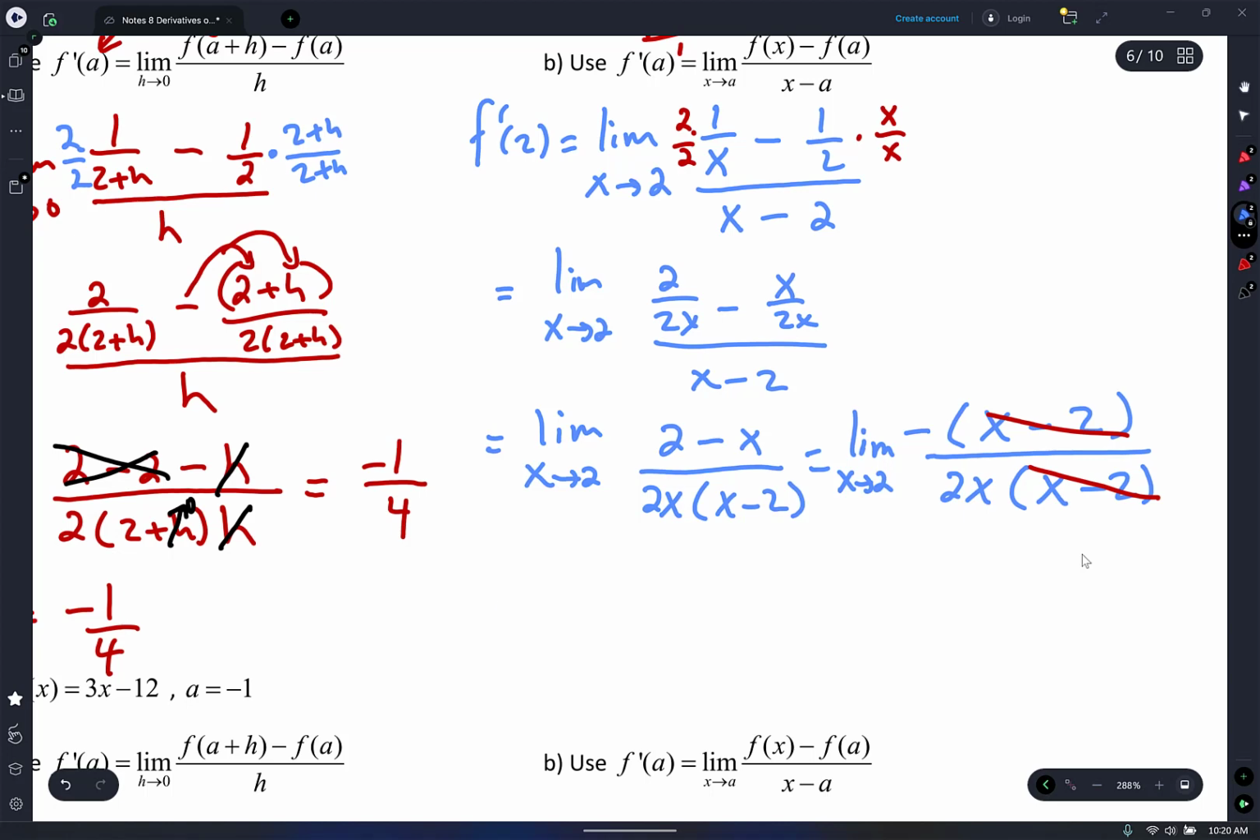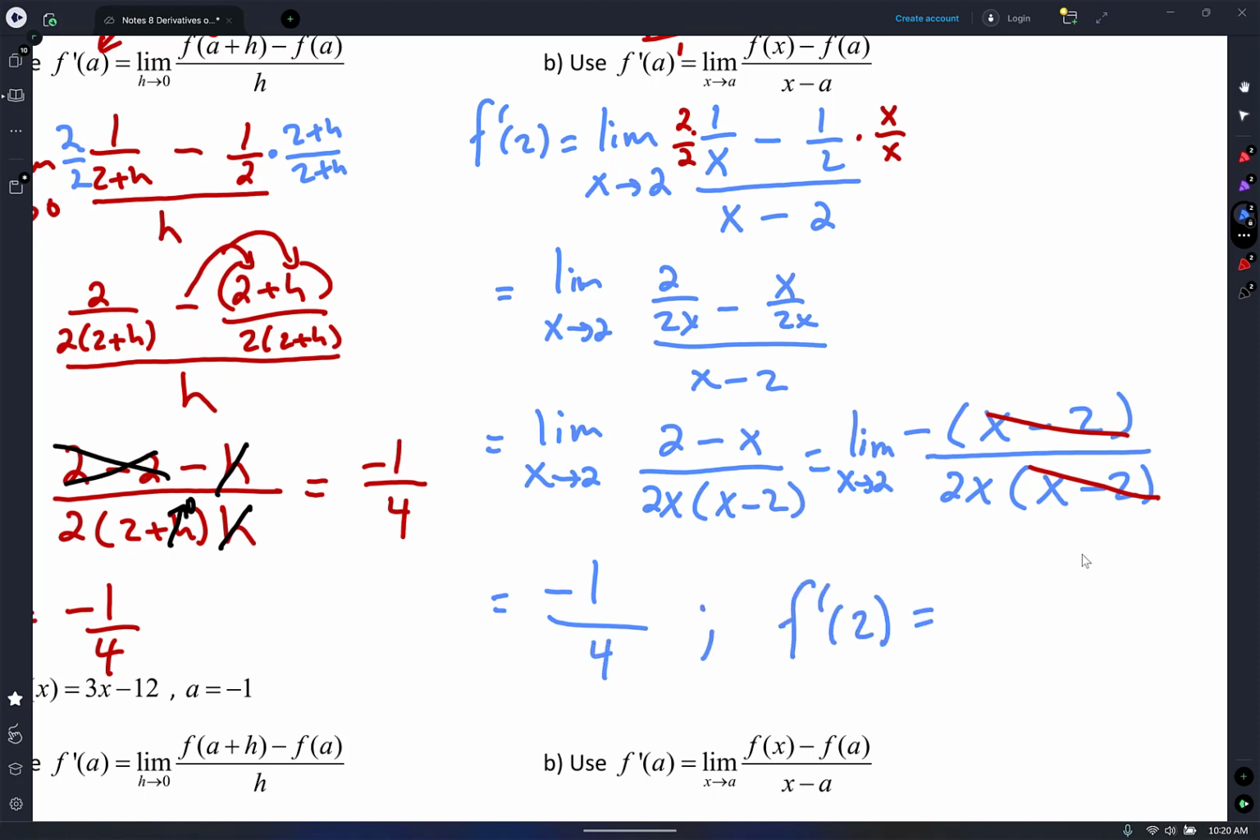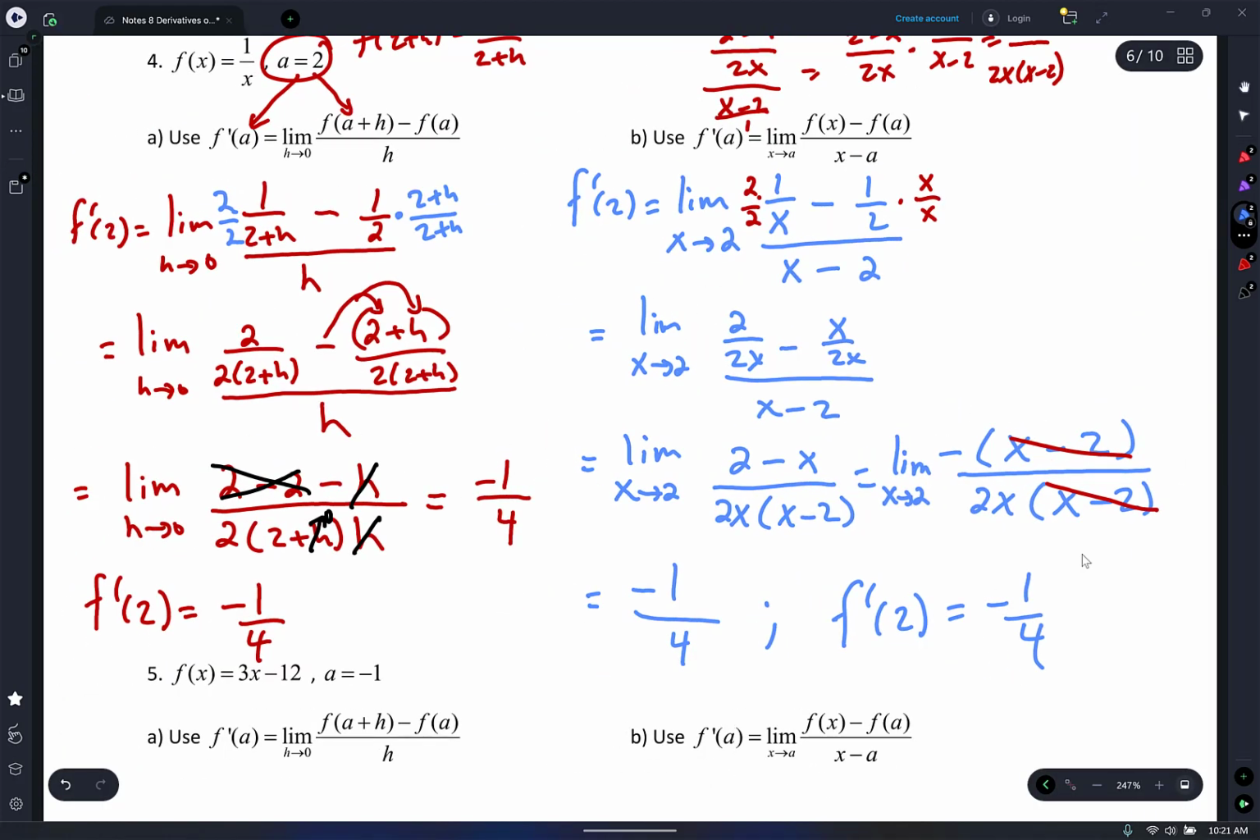So, now I can just go equals. I'm doing direct substitution. There's still a negative in the top, so negative 1 over, what's 2 times 2? 4. So, f prime of 2 equals negative 1/4. Did we get the same answer? So in the future, you will choose which one you want to use. You also have to recognize what's a derivative. You'll see what I mean.